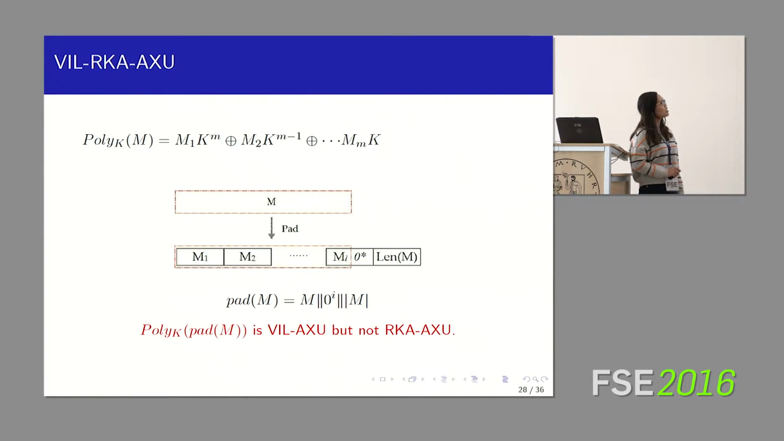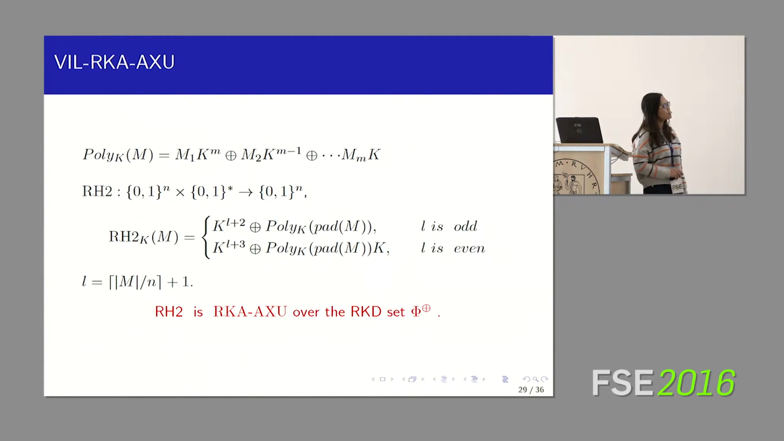Next, I will introduce the variable input length function RH2. We know that poly is an AXU function, but it cannot support variable input length. So we first introduce the padding rules. We pad the minimal number of zeros to make the length a multiple of the block length, and then add the bit length of the message as the last block. So poly K pad n is a variable input length function, but it's still not RKA-AXU.